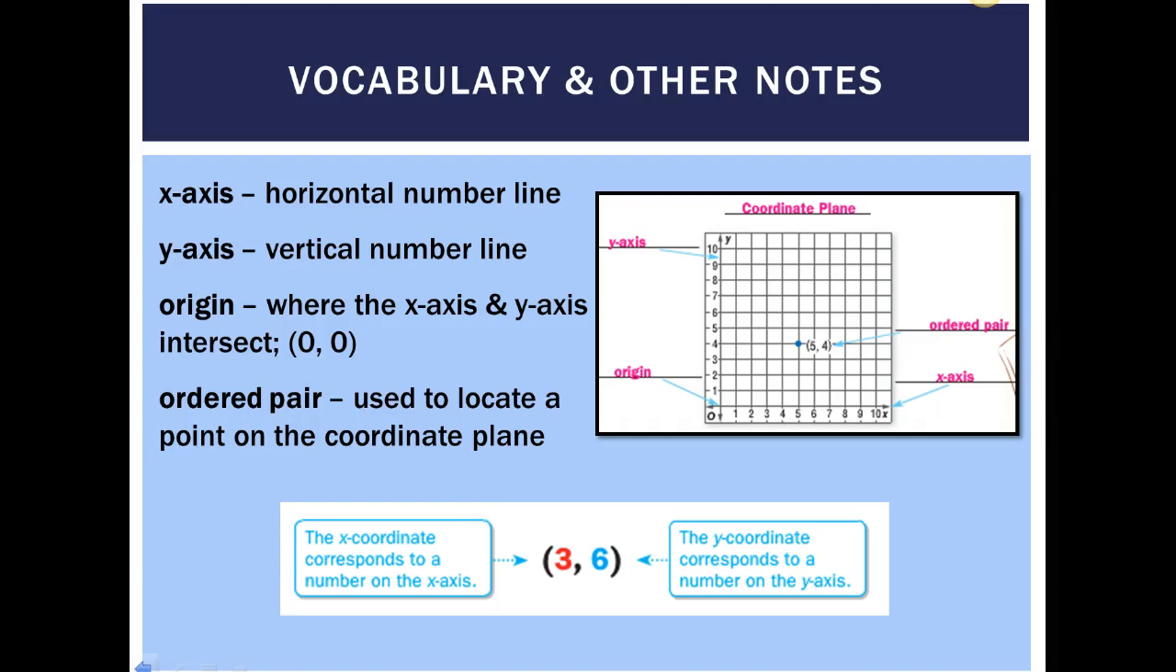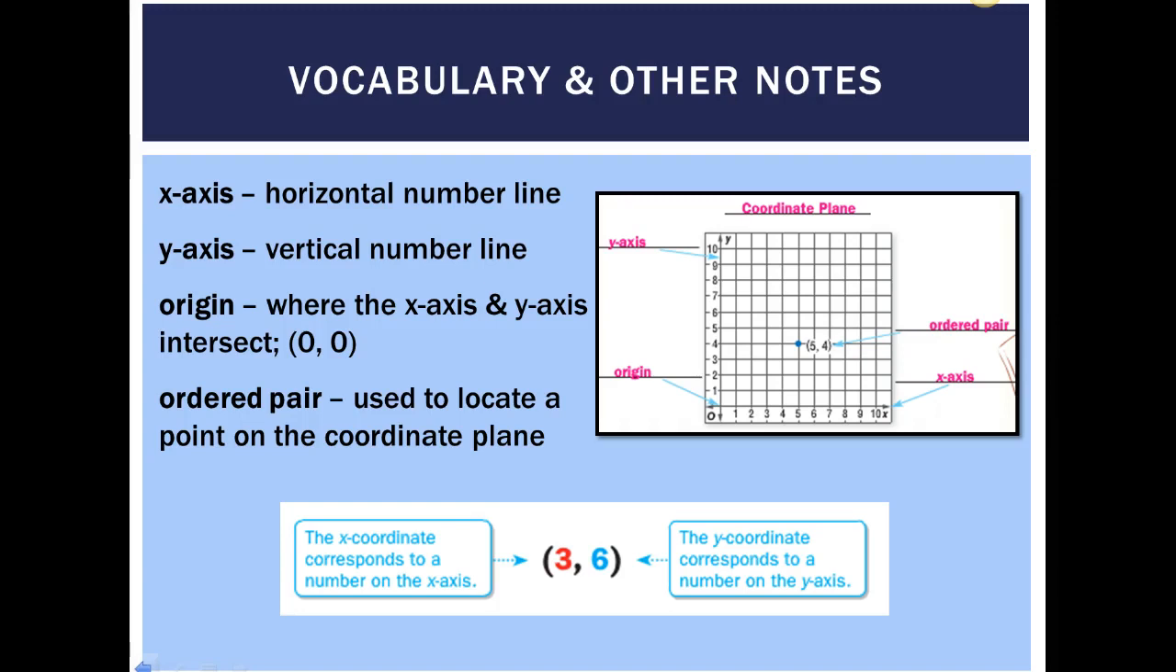The coordinate plane has the x-axis, which is the horizontal number line. This is the number line that runs left to right. The y-axis is the vertical number line. This is the number line that runs up and down. The origin is where the x-axis and the y-axis intersect. It is marked with the ordered pair 0, 0. This is where you start whenever you graph ordered pairs on the coordinate plane.